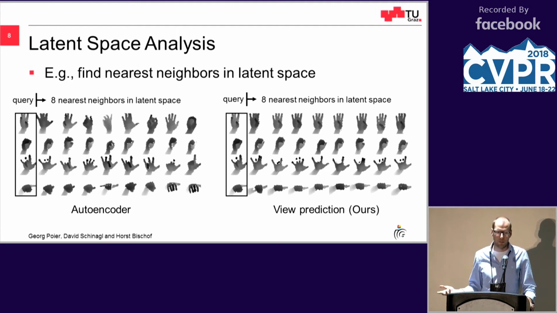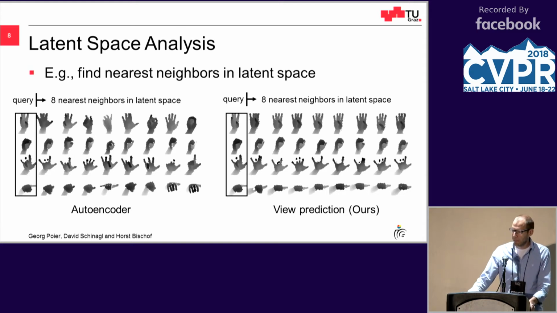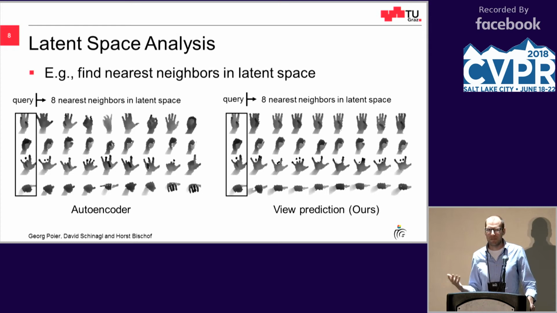But if you do it for the latent representation of an autoencoder, this doesn't happen like that. It's just a comparison on the left side. And yeah, this should indicate that we have learned something really pose-specific using unlabeled data.